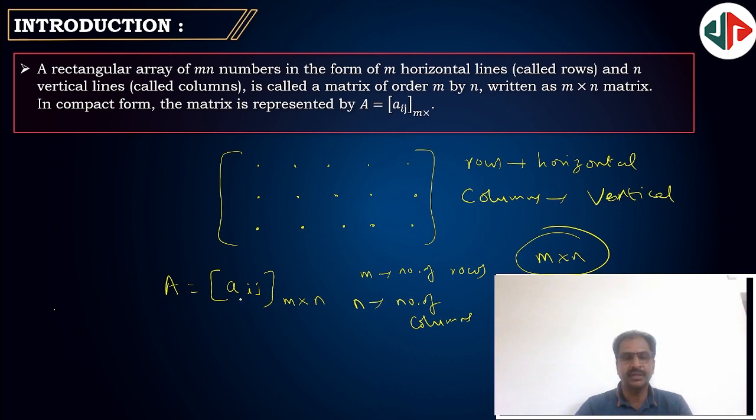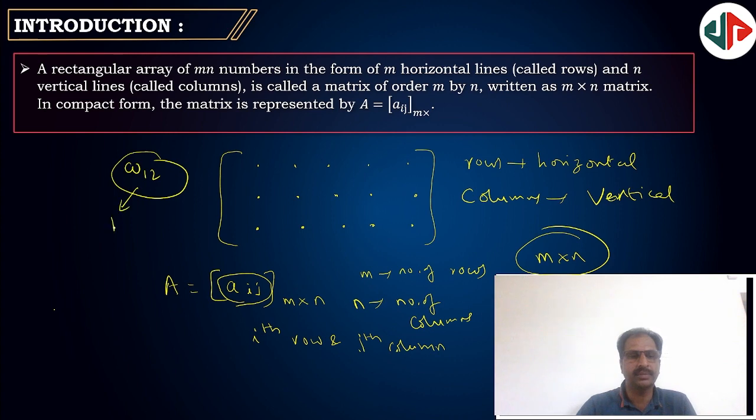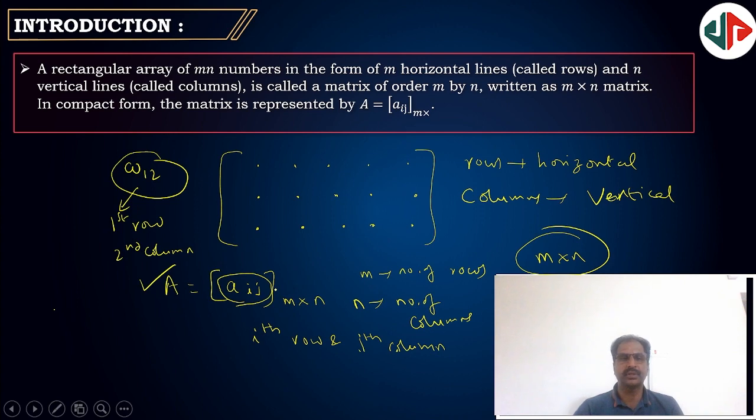So what is the meaning of Aij? Aij means the element present in ith row and jth column. The element present in ith row and jth column is denoted with Aij. For example, A12 means this element is present in first row, second column. That is the meaning of that notation. So in general, a matrix of order m by n is denoted with capital A is equal to Aij m by n. Elements are always represented by small letters and matrices are represented by capital letters.